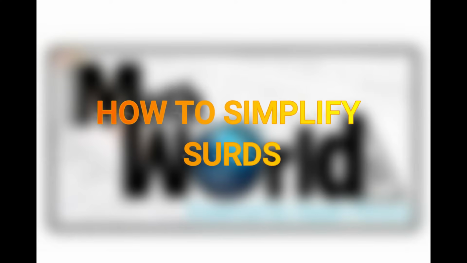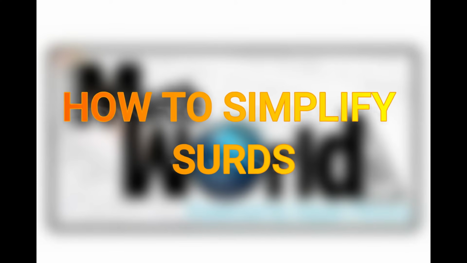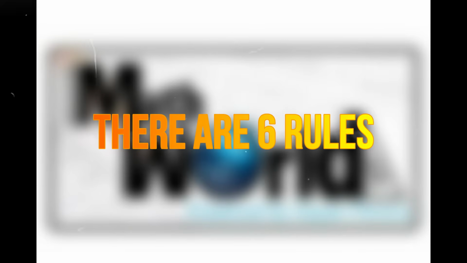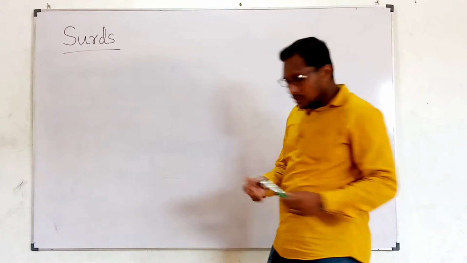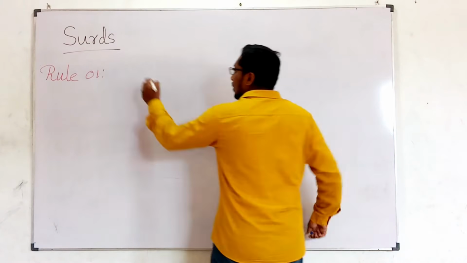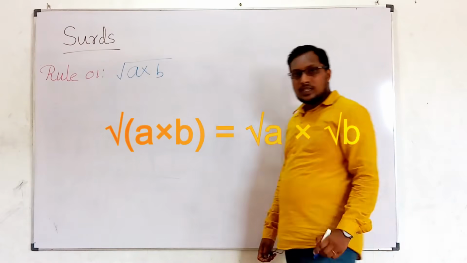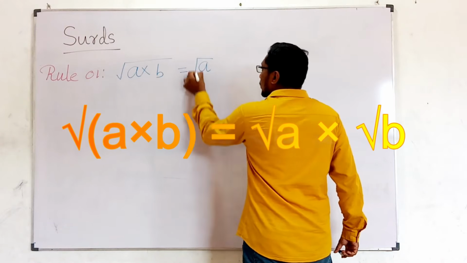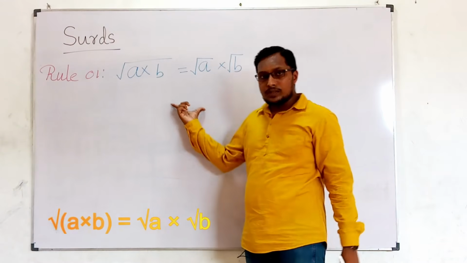Right. Today we are going to learn how to simplify and work with these surds. The most common simplification in surds is rationalizing the denominator. Before coming to that, I will introduce the rules. There are 6 rules in simplifying surds. Rule number 1: when there are two numbers under the same surd, we can split that into two surds. Whenever you want to simplify, you can use either side.